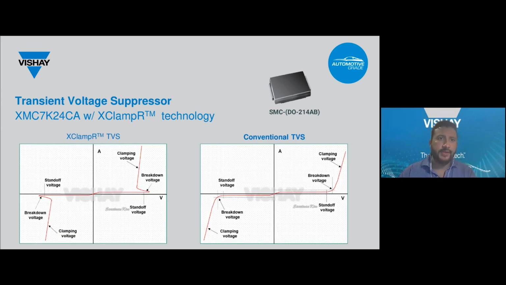Here are the graphs, the current versus voltage. The X-clamp suppressor has a much steeper slope compared to the conventional device, which results in a much lower clamping voltage for the same level of peak current. To obtain other working voltages, like I was mentioning, having the other resistor in series was required.